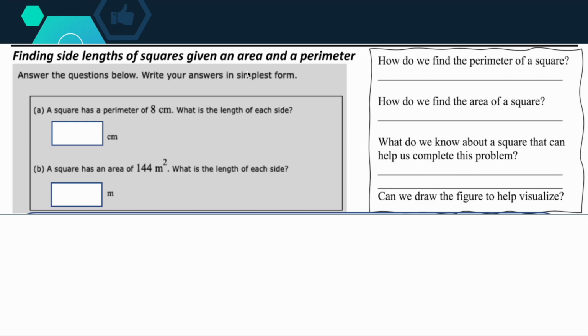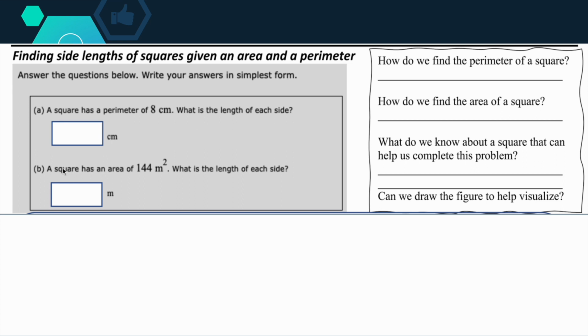So in this video, we're going to find side lengths of squares given an area and a perimeter. So we're going to answer the questions below. Write your answers in simplest form. They're going to give us the perimeter of a square here. So a square has a perimeter of 8 centimeters. What is the length of each side?